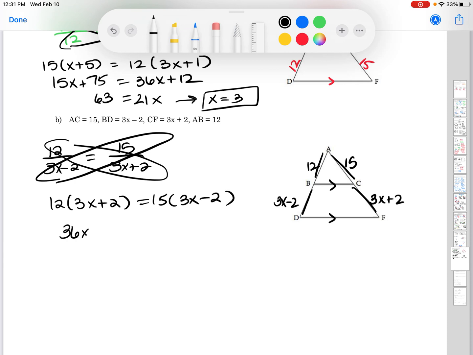Distribute. I'll subtract 36x from both sides and get 9x. I'll add 30 to both sides and get 54. And then we'll divide by x to get 6.